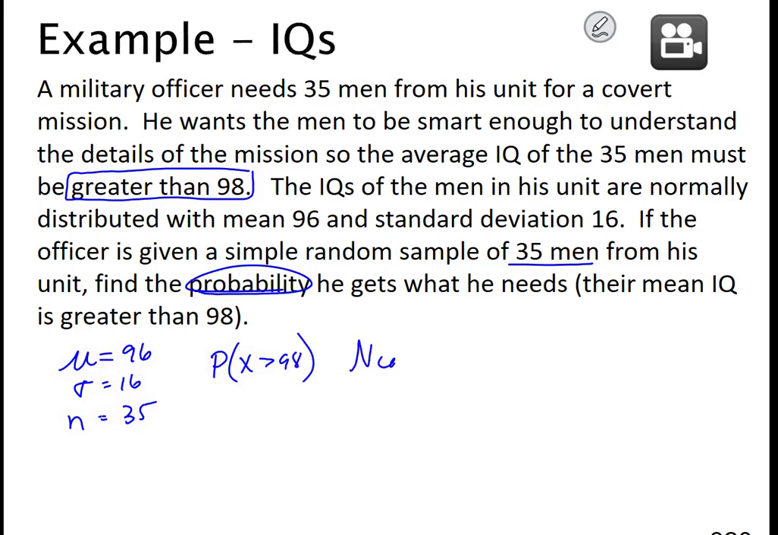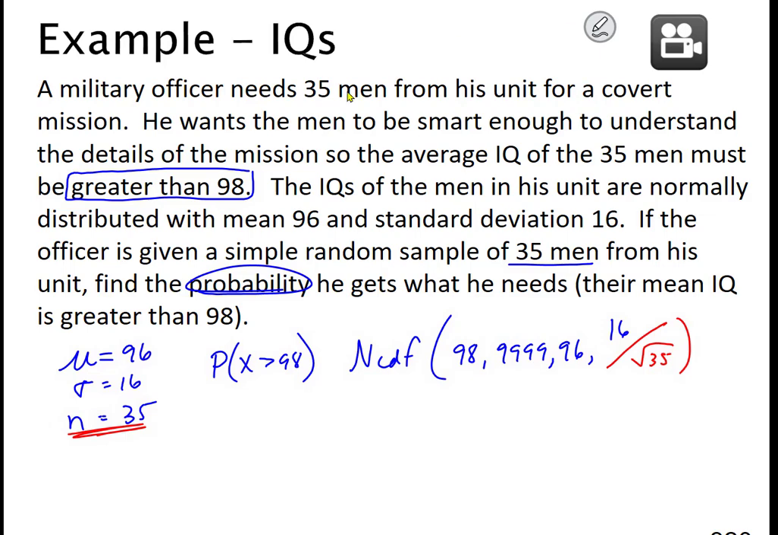Either way, we're using normal CDF. Lower boundary is 98, upper boundary is 9999, mu is 96, and sigma is 16, but remember, because we have a group, we're finding an average of the group, it is divided by the square root of 35.